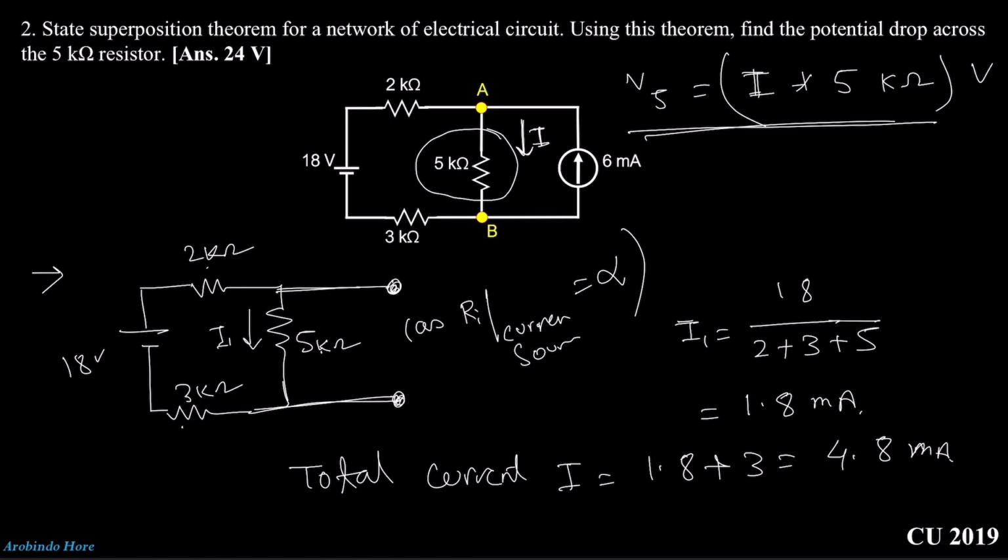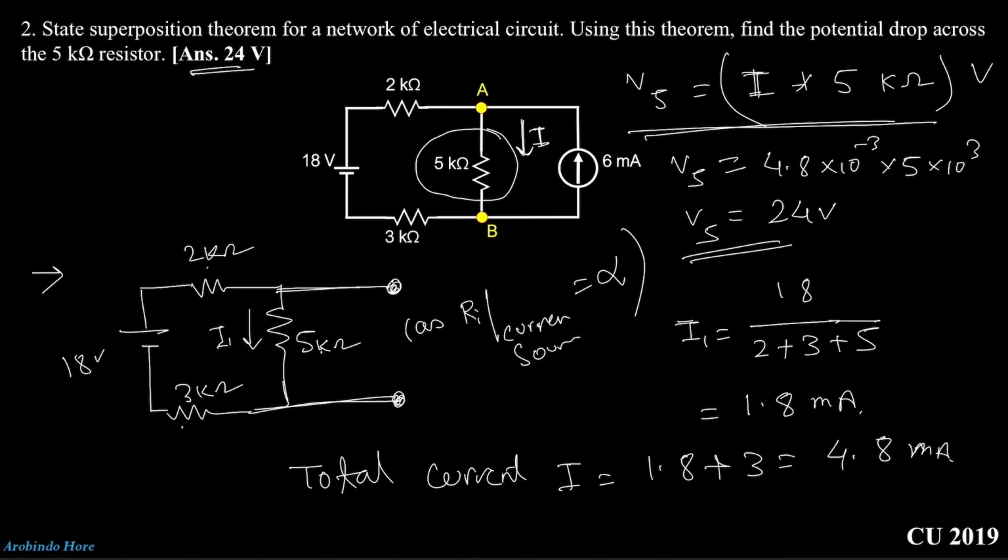Now we already got the current. Just put the current in this equation. We can write V5, the voltage across the 5 kilo ohm resistance, will be 4.8 milliampere, that means 4.8 times 10 to the minus 3, into 5 kilo ohm. From here you can write it will be 24 volt. Here you can see the answer is 24 volt, so the answer is matched. So it's very simple.